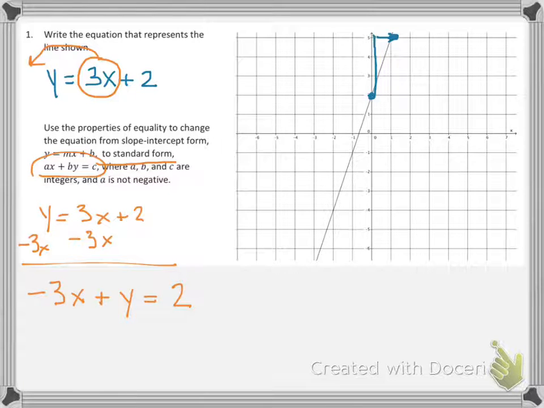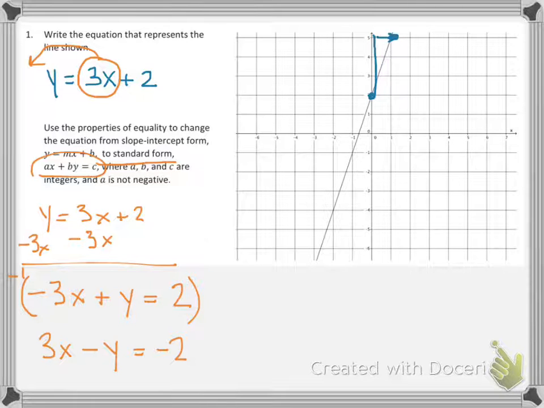Okay, where a, b, and c are integers and a is not negative. So I have a negative a right now. So what I'm going to do is multiply through by a negative 1. So everything's going to be multiplied by negative 1. Negative 1 times negative 3 is positive 3x. And negative 1 times a positive y is a negative y. And a negative 1 times 2 is a negative 2. Okay, so now we have 3x minus y equals negative 2. And that is standard form with a non-negative a, which is the coefficient of x.